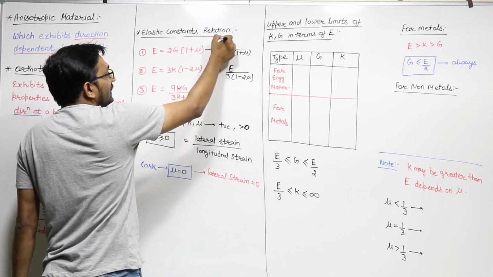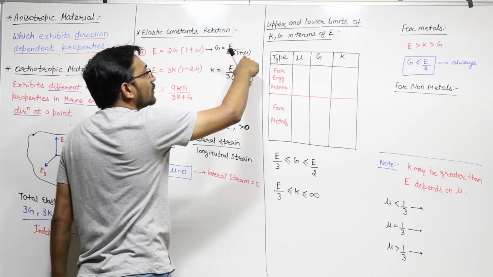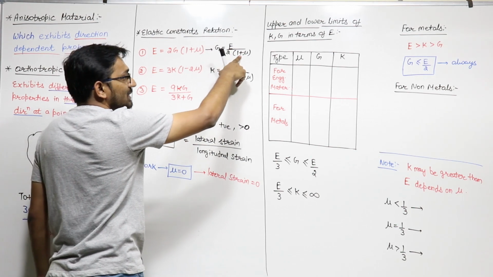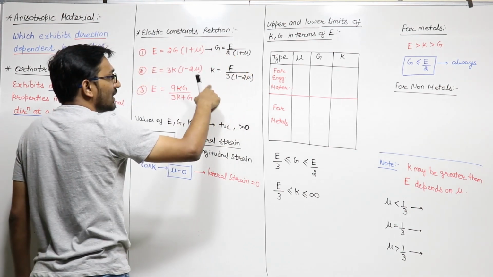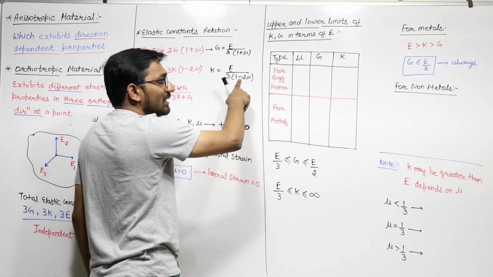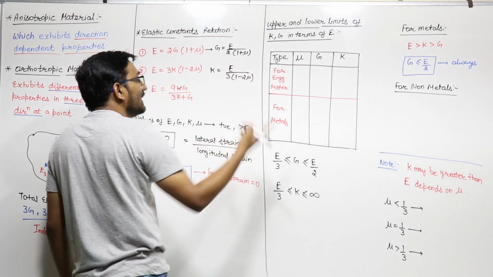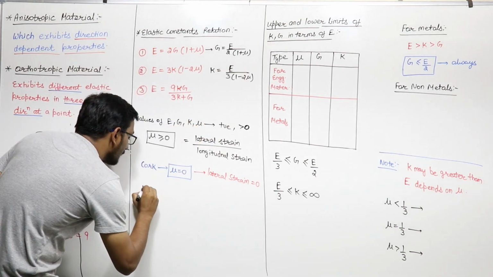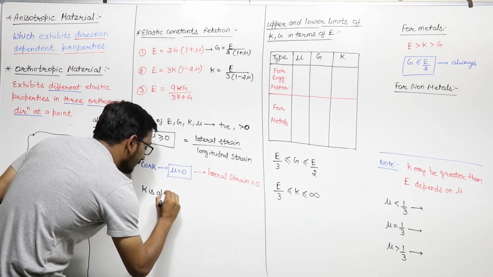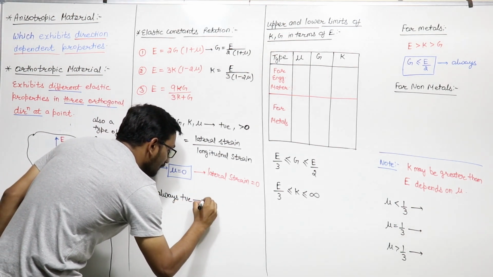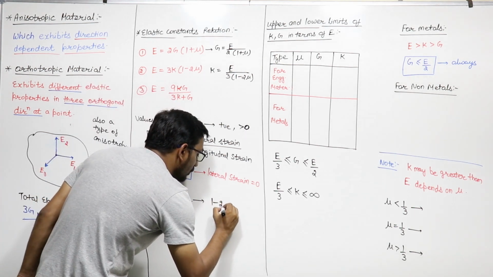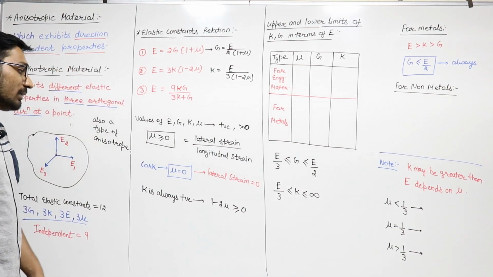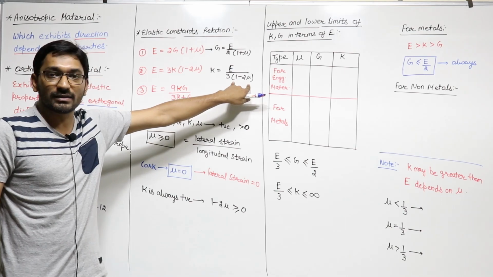In this first relation, mu is always positive, so G is always positive because there is a plus sign here. But in this relation, there is a minus sign here, so there may be a chance that K will become negative. But as we know that K is always positive, that means the value of 1 minus 2 mu will always be greater than or equal to 0. Right, this value of 1 minus 2 mu must be greater than or equal to 0.